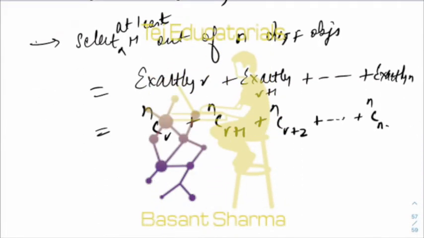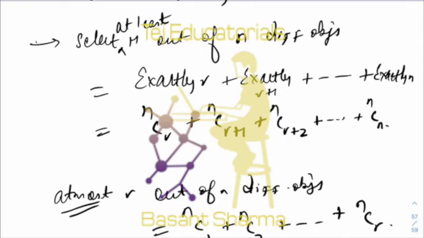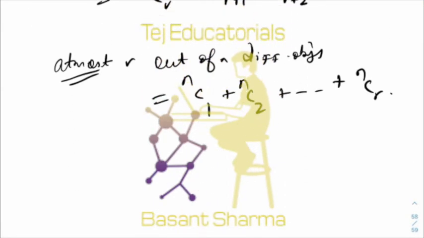And if I ask what are the number of ways of selecting at most r out of n different objects, then that would be either you can select exactly 1 or you could select exactly 2 and so on till exactly r. So this would be your answer.